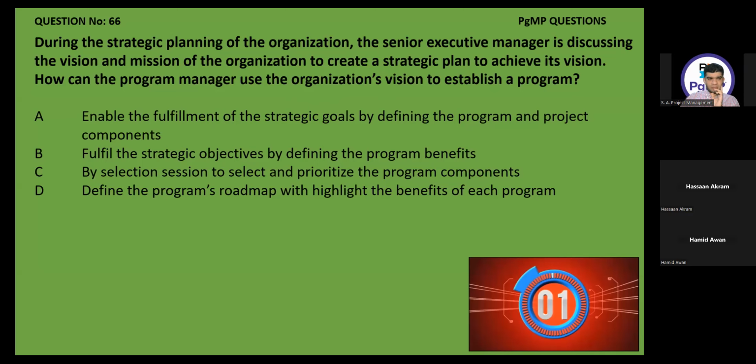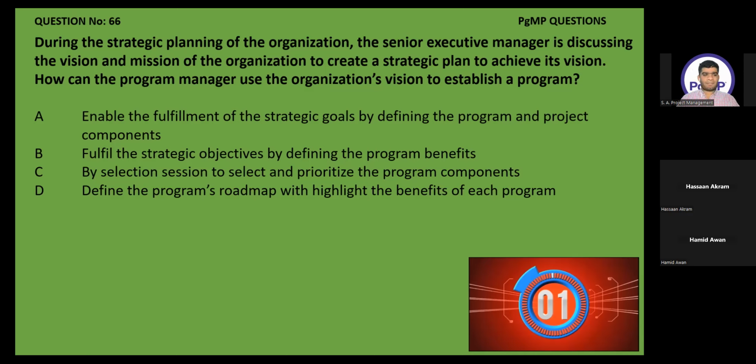During a strategic planning of the organization, the senior executive manager is discussing the vision and mission of the organization to create a strategic plan to achieve its vision. How can the program manager use the organization vision to establish a program?